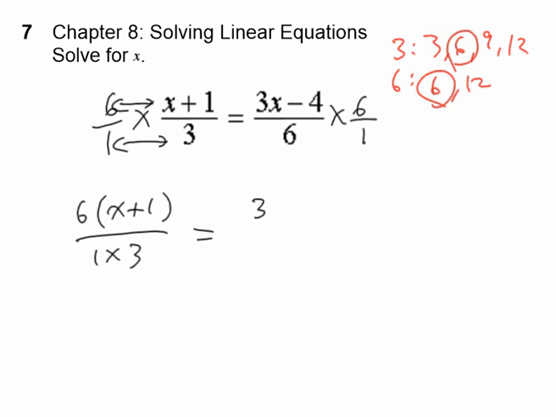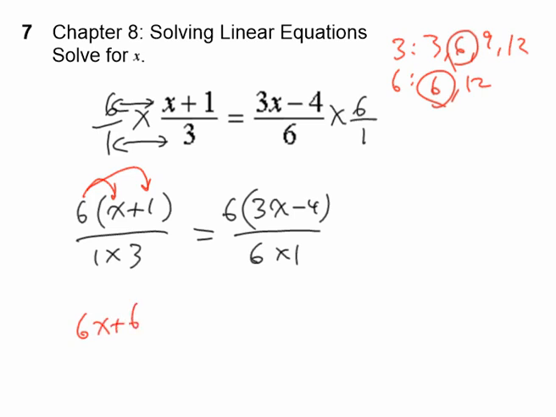Over here, you'd have 3x minus 4 multiplied by 6 over 6 times 1. And when I simplify these, I would end up with 6x plus 6 over 3 equals 18x minus 24 over 6. Okay, and you might be saying, well, hold on, that didn't make it easier. That's still fractions.